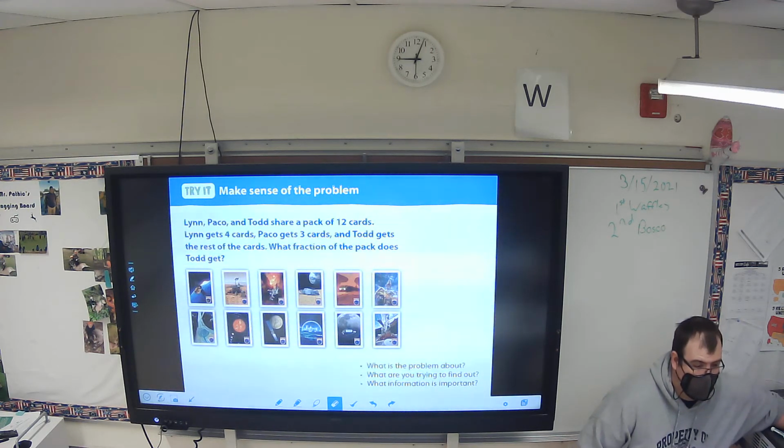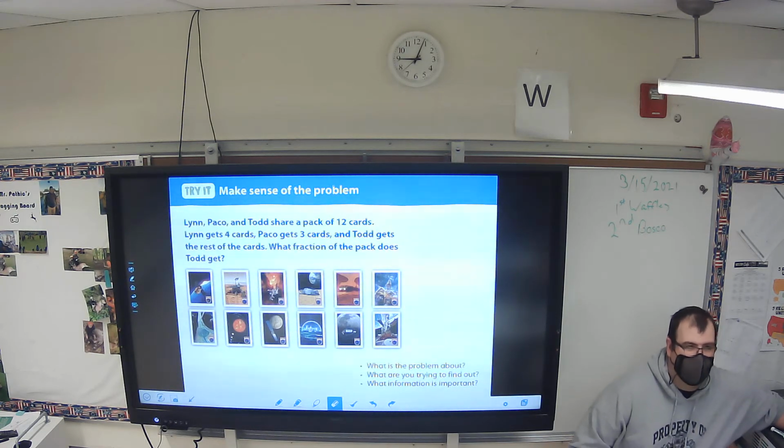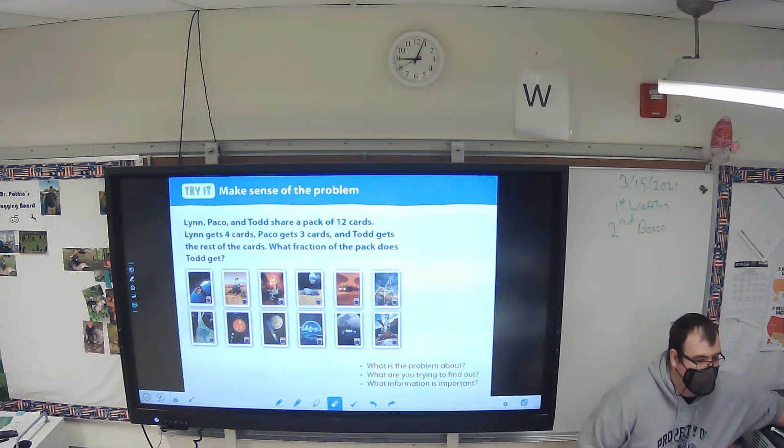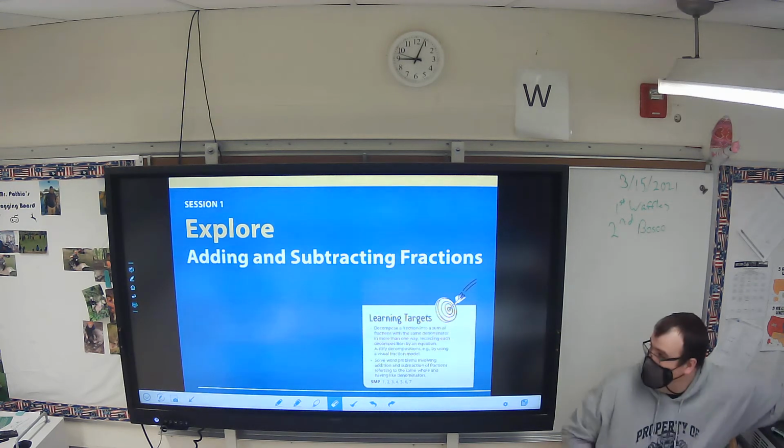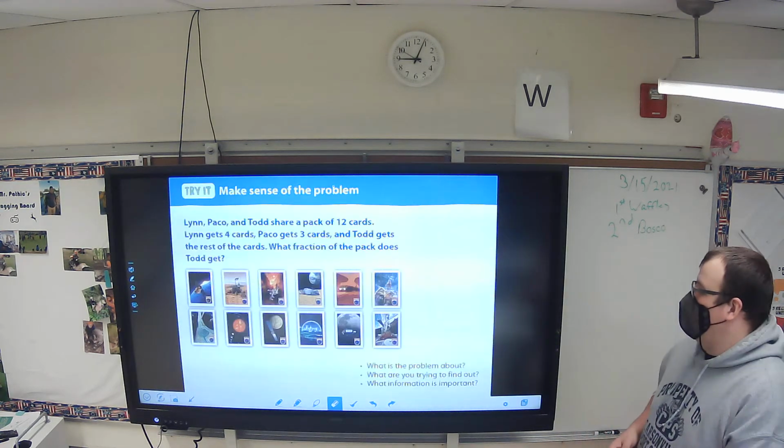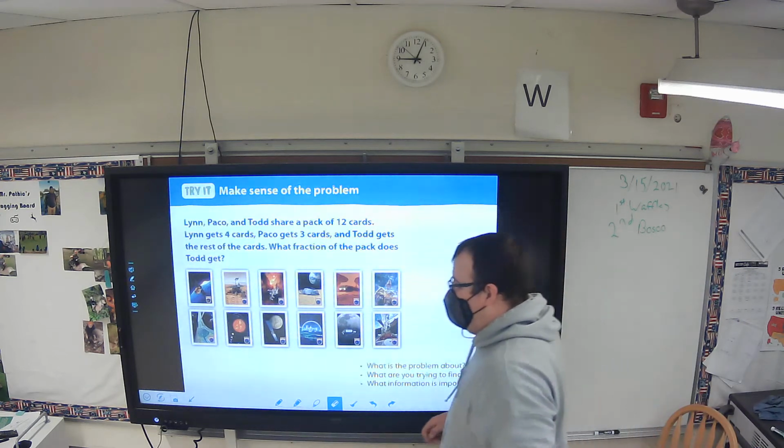What do 4 and 3 represent, Jacob? Don't they represent the numerator? Well, yeah, they'd be numerators. But what are 4 and 3? Nolan? Yeah, we have to add up how many cards Lynn and Paco got, right?